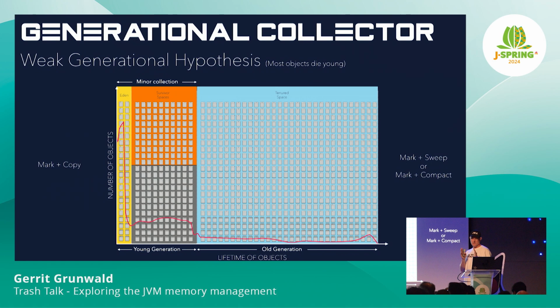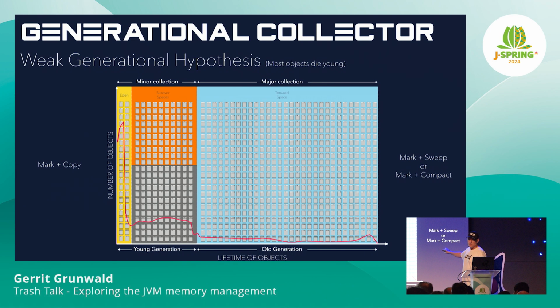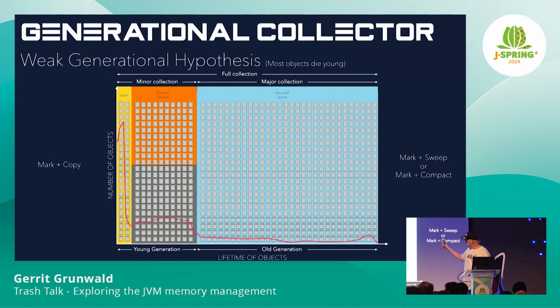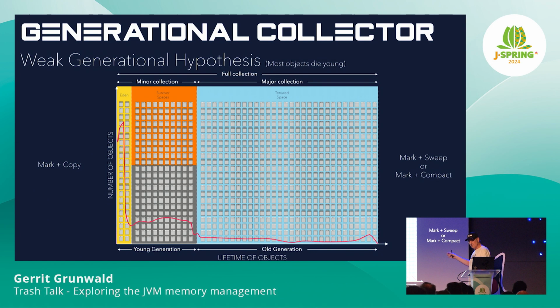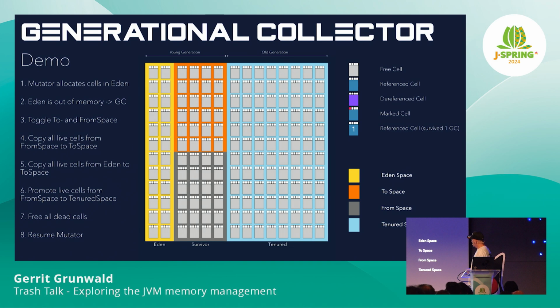It's only the young generation, always. This is minor collection. Major collection is only the old generation, right? And then we have full collection, that's both. Because people sometimes mess up full and major collection. So minor collection, young generation, major collection, old generation, full collection, both. That's the idea. And again, I have a demo, and this will take some time.